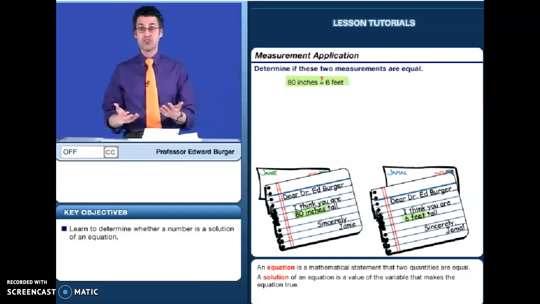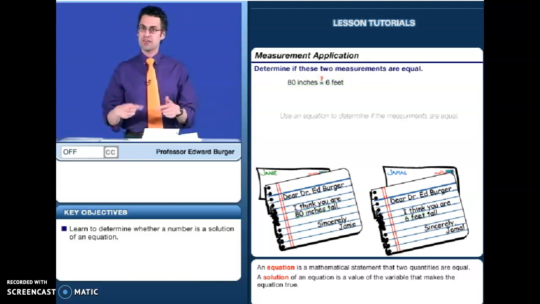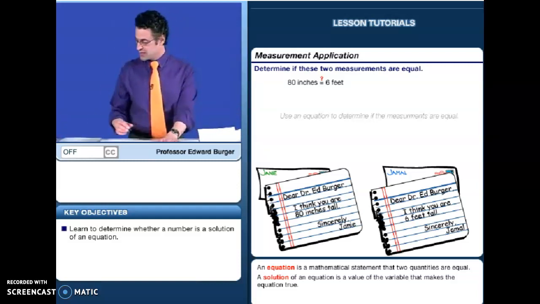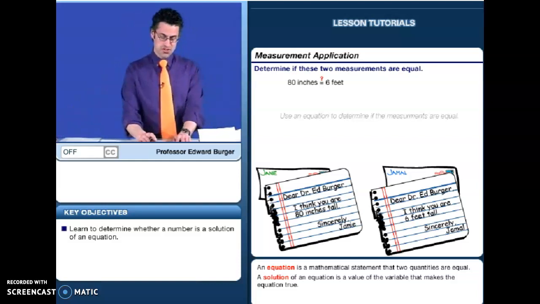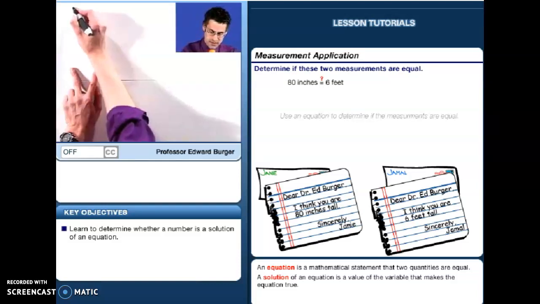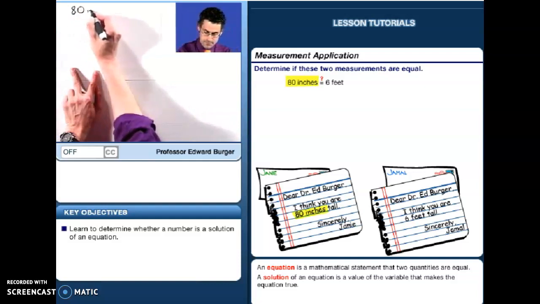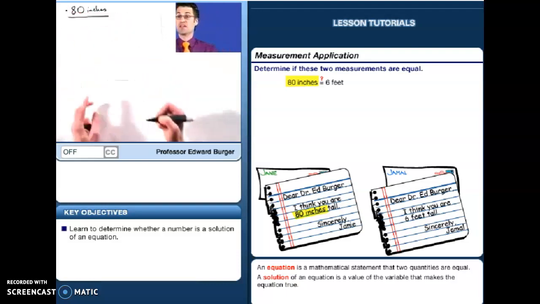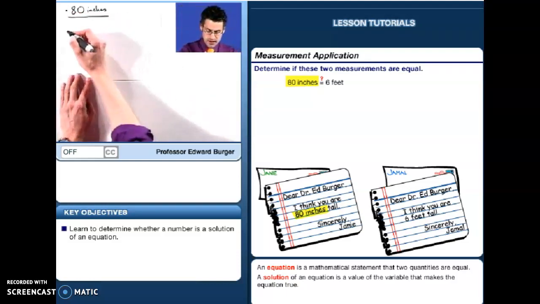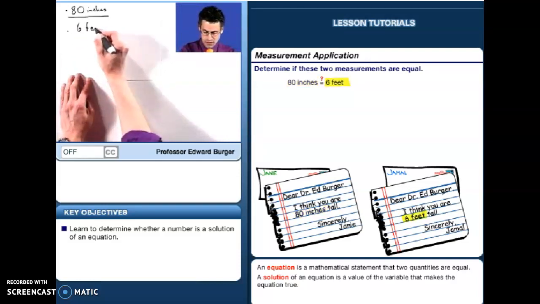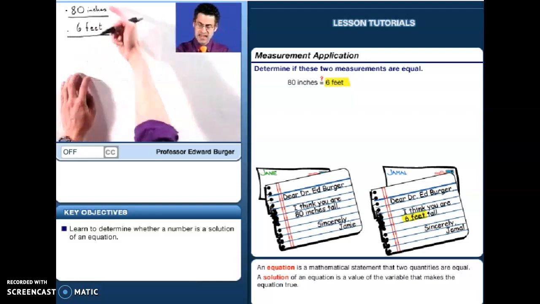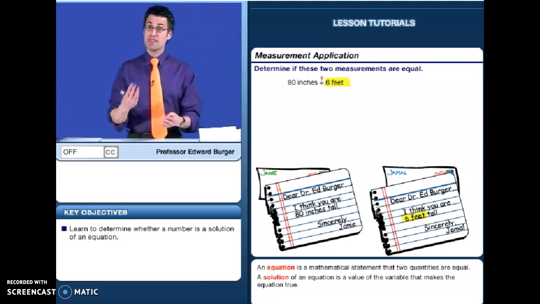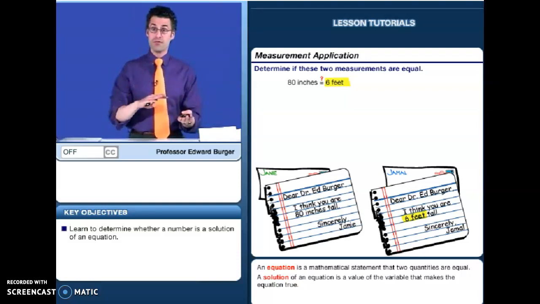Well, we can actually produce an equation and see if these two things are the same or not. So let's think about it. The first thing we see is that Janie writes that I'm 80 inches tall. So one thing is 80 inches. So that's one side. Now what's the other side? The other side, Jamal says, oh well, he's guessing 6 feet. Well, the problem is I can't compare the feet and the inches. So I need an equation that will allow me to go back and forth from feet to inches.